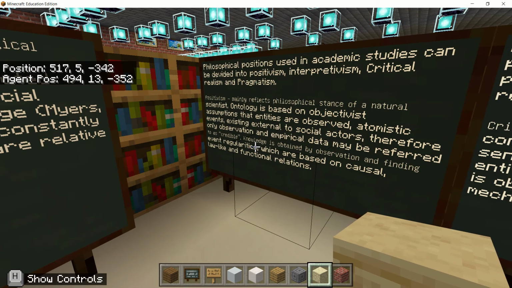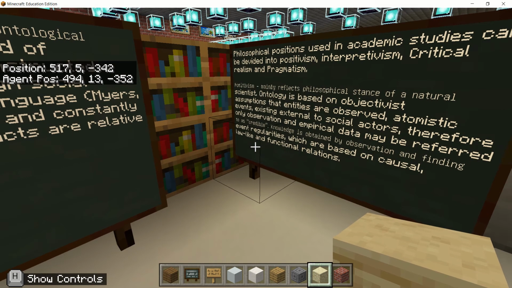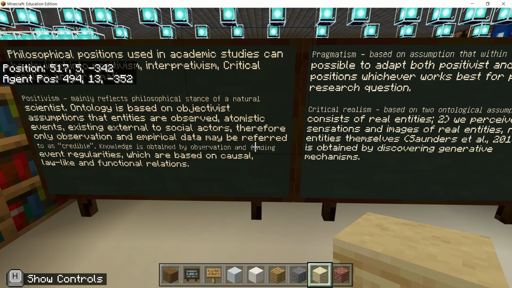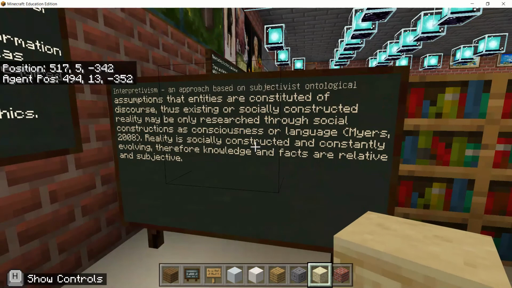Therefore, only observation and empirical data may be referred to as credible knowledge. Credible knowledge is obtained by observation and finding event regularities, which are based on causal law-like functional relations.